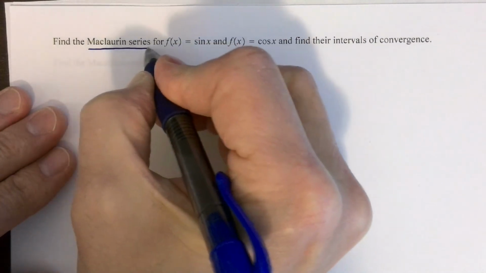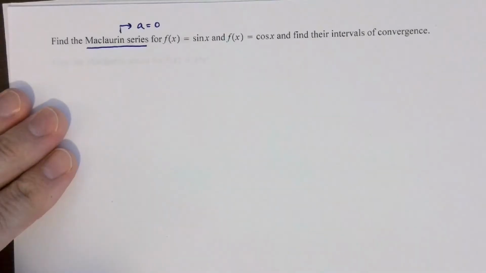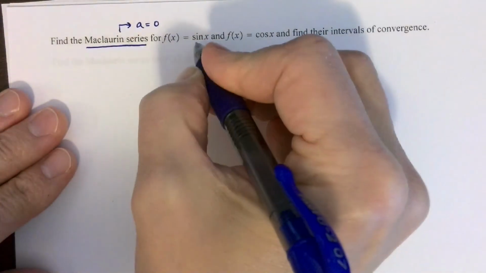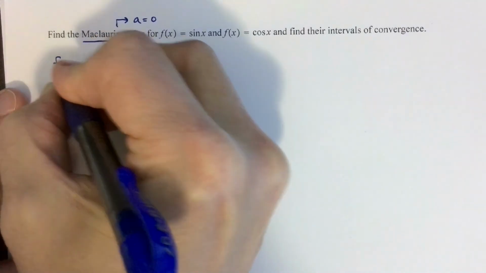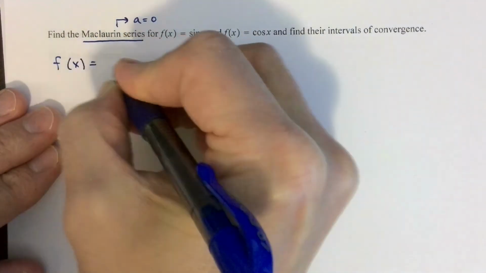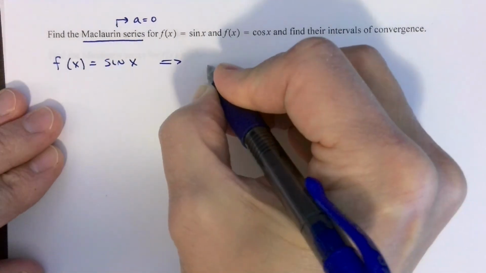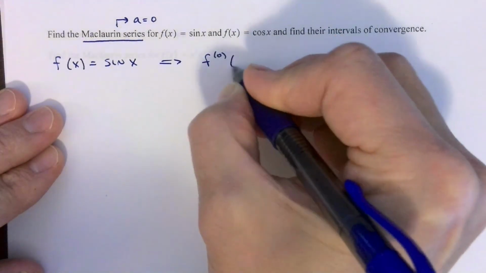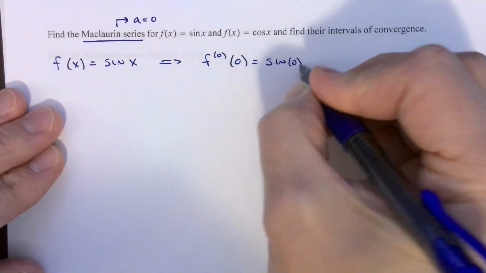Let's find the Maclaurin series. All right, again, Maclaurin series means we're centered about a equals 0. I'm going to do it for sine of x, and then I'm just going to give it to you for cosine of x, but the way we do it will be pretty obvious. So f of x is sine of x. That's our function, and f of 0 is sine of 0, which is 0.